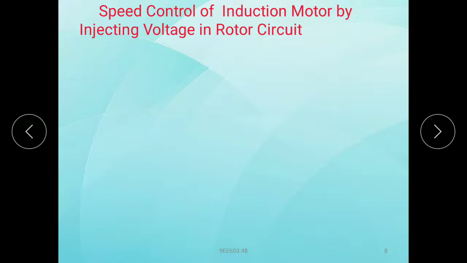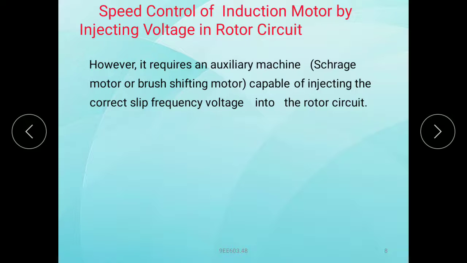However, it requires an auxiliary machine, that is a Scherbius motor or brush shifting motor, capable of injecting the correct slip frequency voltage into the rotor circuit. So what are those auxiliary machines? Scherbius motor or brush shifting motor. Correct slip frequency voltage, it's very important.